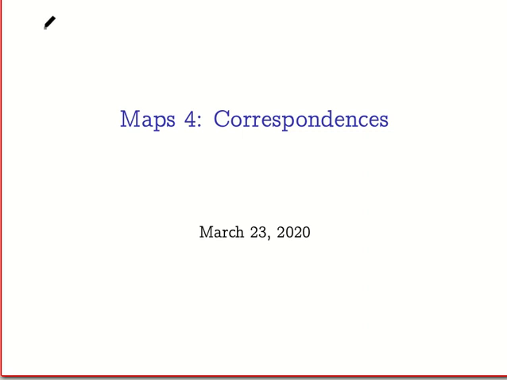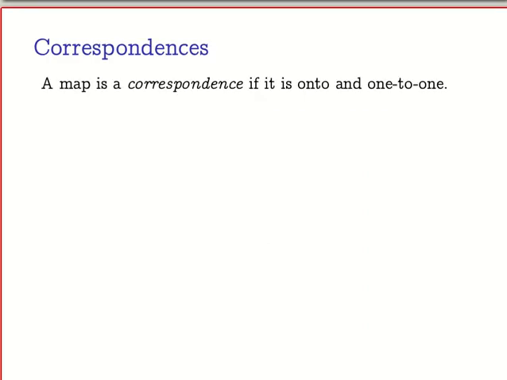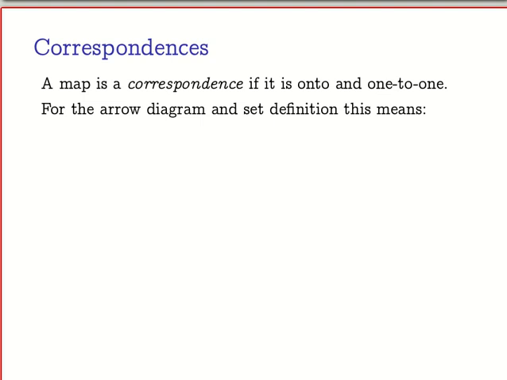Hello, let's now consider maps that are both onto and one-to-one. Such maps are called correspondences. A map is a correspondence if it is both onto and one-to-one. Let's see what this means for the arrow diagram definition of a map and the set definition of a map.